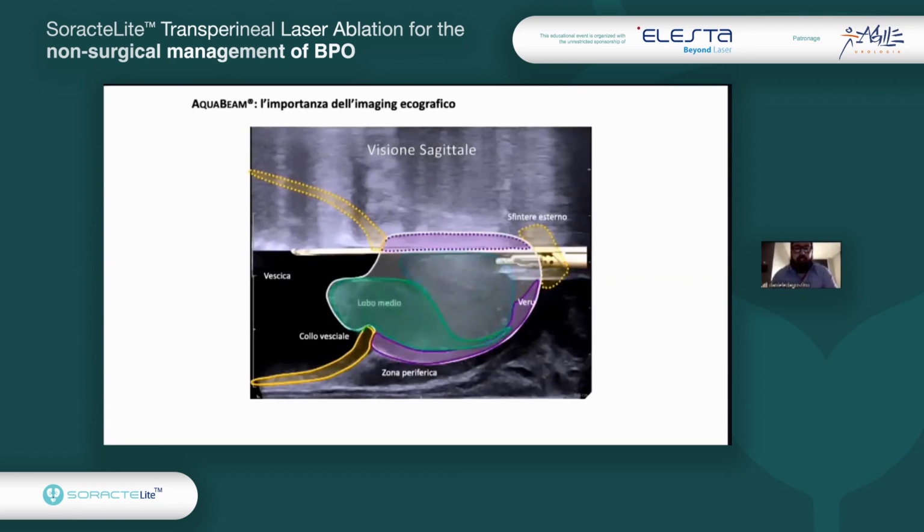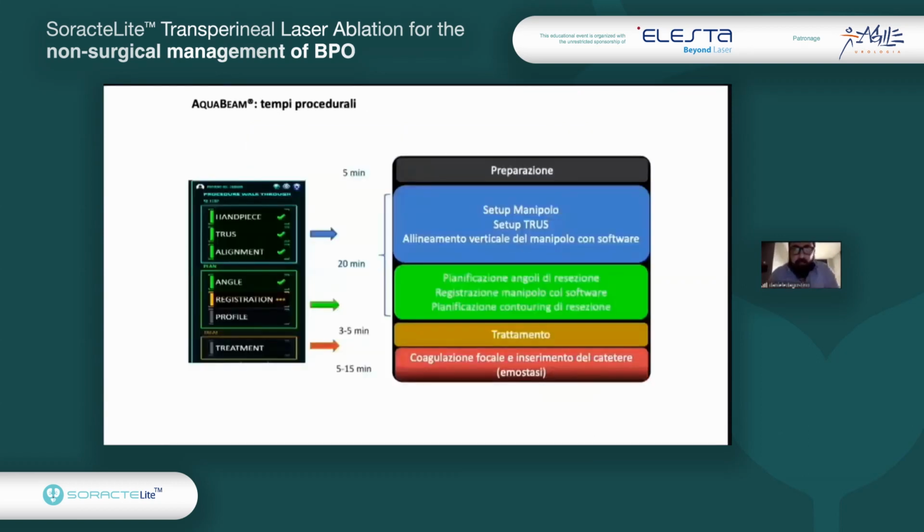The procedure is step by step. In a first step, we set the handpiece of the Aquabeam, and we set the transrectal ultrasound to plan the treatment with the water jet. In a second step, we plan the angle of resection and the area of resection, and the last step is the treatment, the ablation with the water jet.